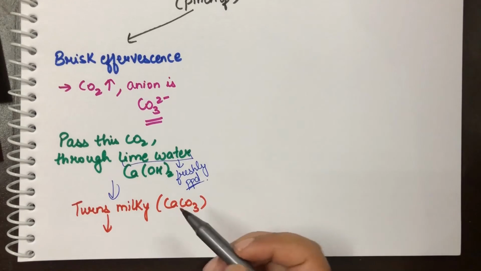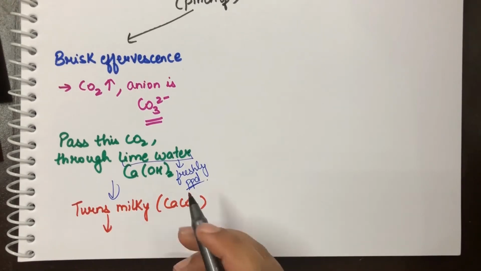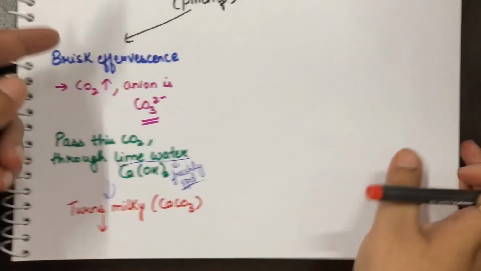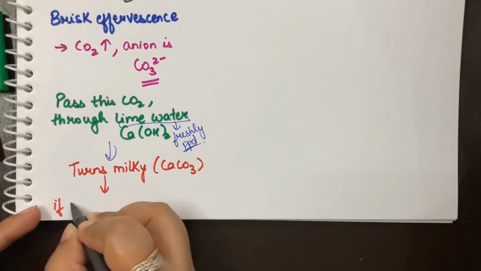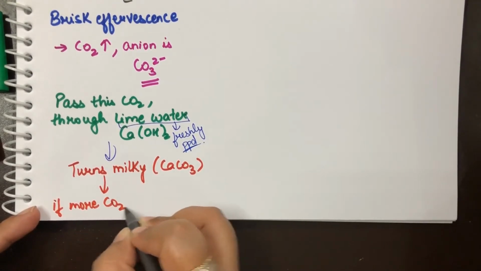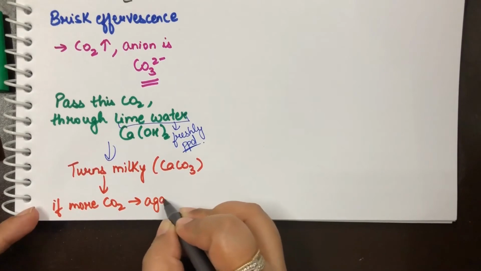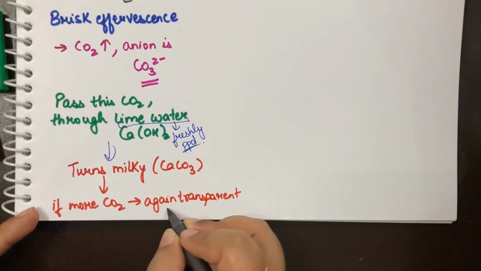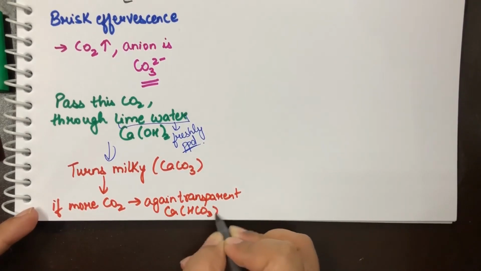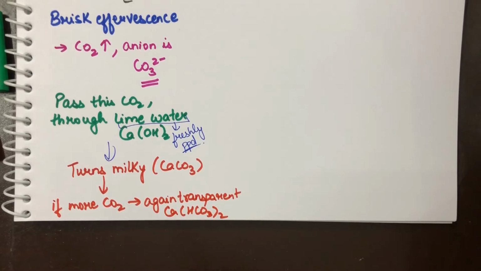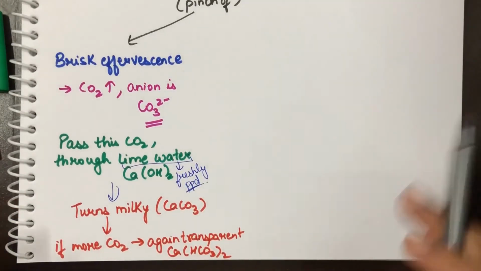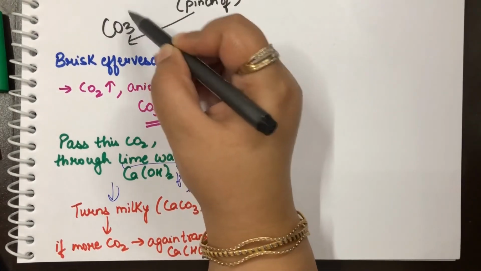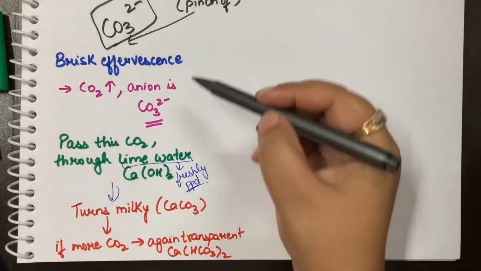And if you continue to add more carbon dioxide to this lime water, then it again becomes transparent due to the formation of, I'll just write it here: if more carbon dioxide is added, then again transparent. Why? Due to the formation of calcium bicarbonate, right? All this is going to confirm just one thing. And what is that thing? That your salt has carbonate as anion.